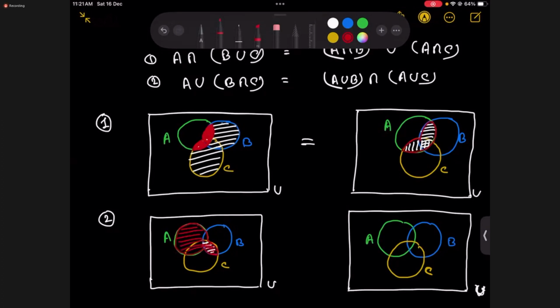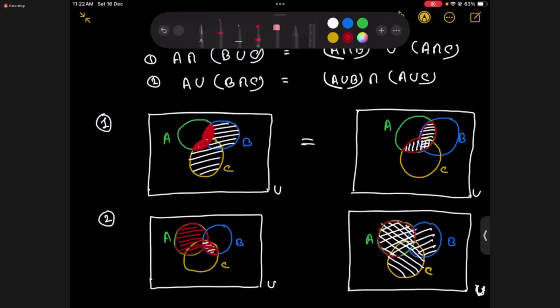And what about this thing? A union B. A union B means, okay, this part, this white part total. And what about A union C? A union C means this part. So please check that. Again, we are obtaining this part.